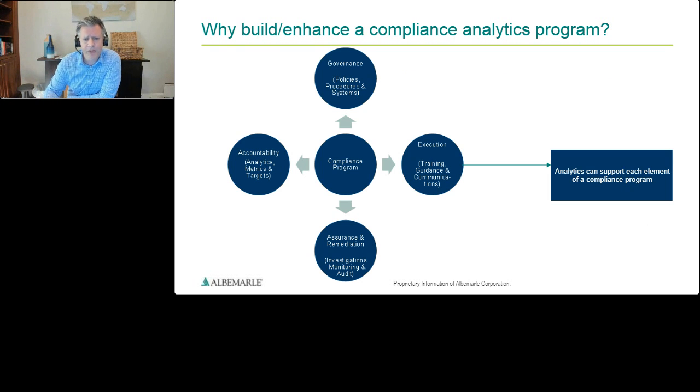So analytics technology can support every part of your program. Clearly, a lot of focus is spent on the monitoring aspect, but as I've already mentioned, in the context of your policies, your code of conduct, or your supporting policies, it can be used to track how employees are using those governance documents. It can also support the execution and monitoring of training, and the way in which people are engaging with communications.